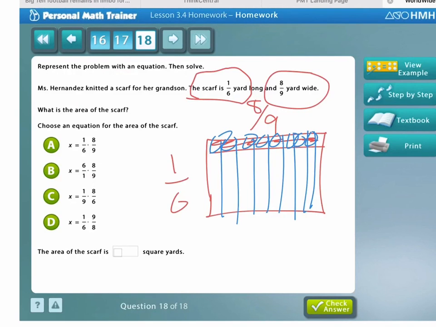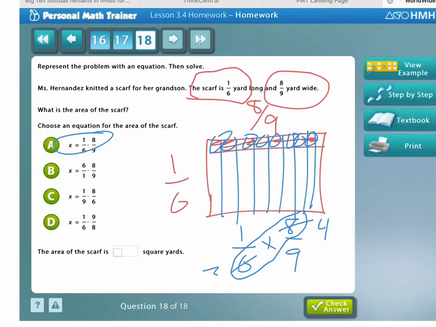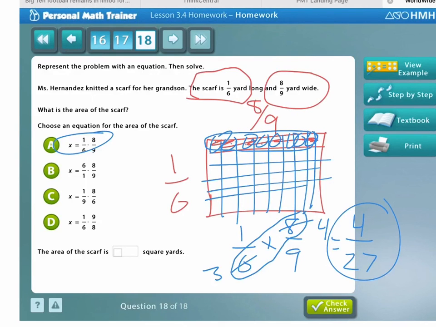8/9 times 1/6. So it's there, and when you do this, go ahead and look for the slash, because I see that 8 and 6 have a common factor of 2, so I can divide those both by 2, give me 4 and 3, and multiply across. 4 out of 27 would be my answer. If I didn't simplify it, then I'd end up here with 8 out of a total of 54. So you would have 54 little pieces in this, and 8 of them would be highlighted.